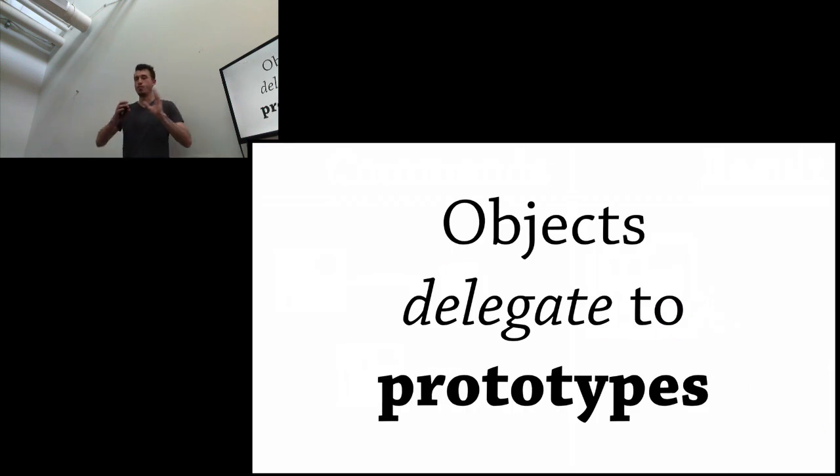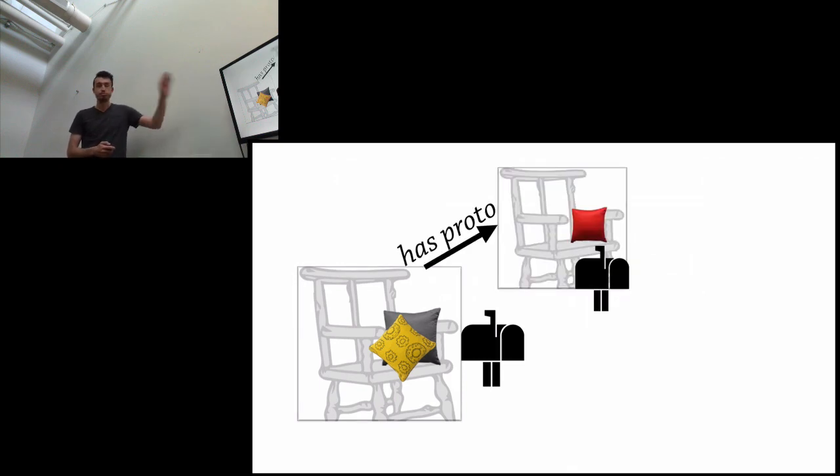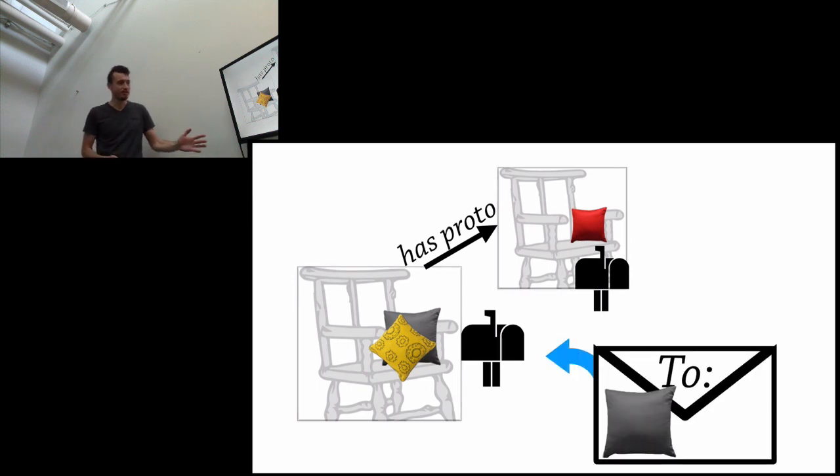This gets much more interesting when an object has prototypes. So the big idea here is delegation, and objects delegate to their prototypes to respond to messages that they don't understand. For example, let's say we have this chair here. It has two pillows. It has a prototype that has its red pillow. So this is a yellow pillow, this is a red pillow. And let's say the message here is, give me your red pillow. So this is sort of confusing, but give me the pillow that's oriented like a square.